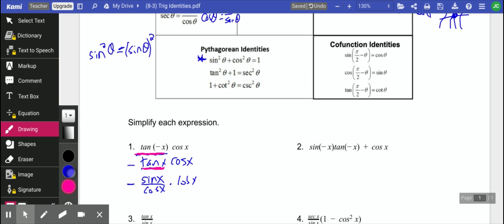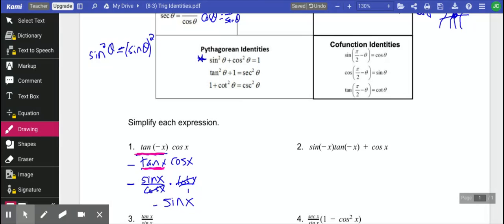Now what we're going to do here is we're multiplying fractions. This is cosine over 1. Remember, when you multiply fractions, you're allowed to cancel things on the diagonals. So these cosines cancel, and our answer is negative sine x. So that's simplified.